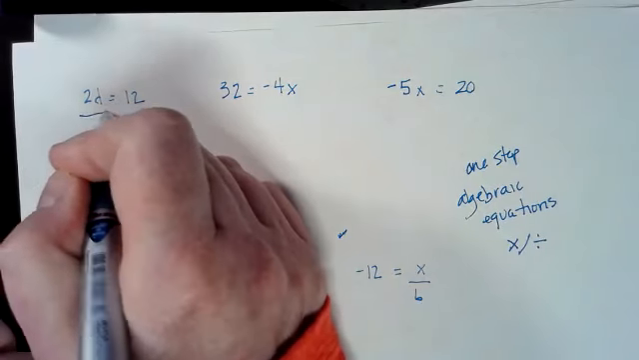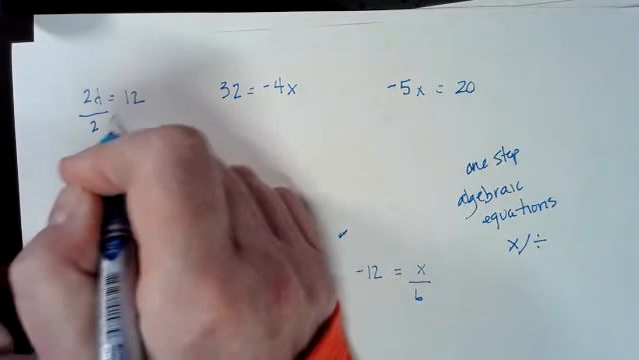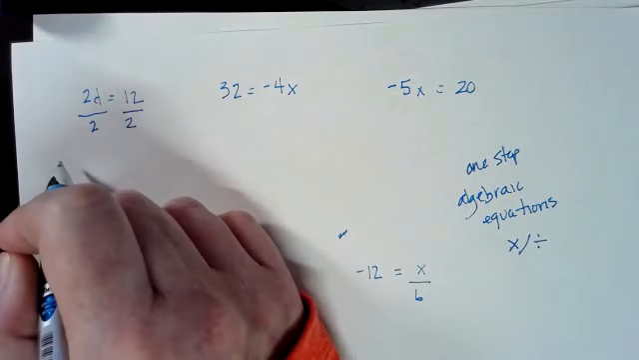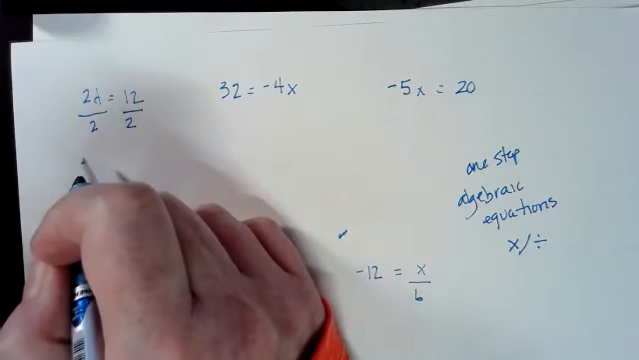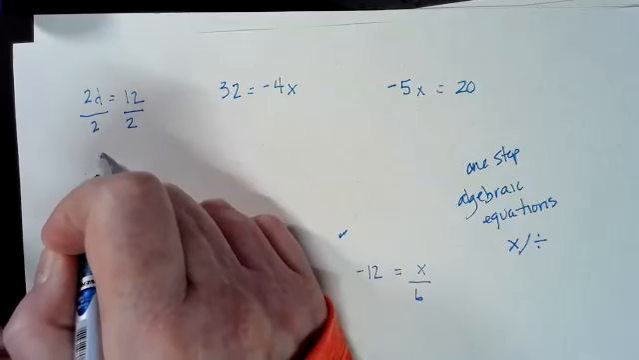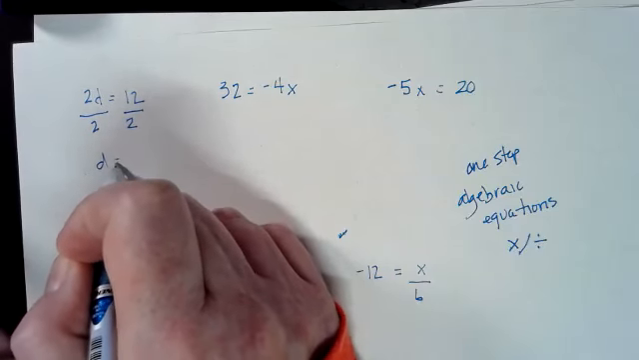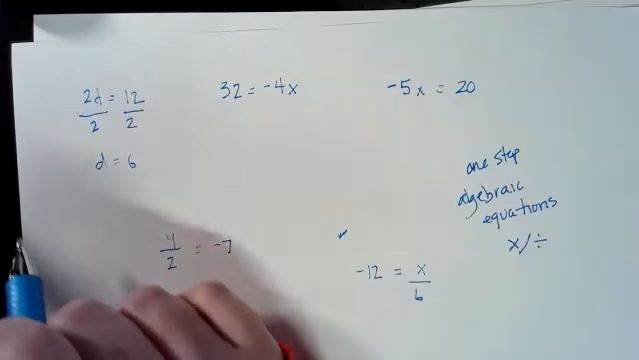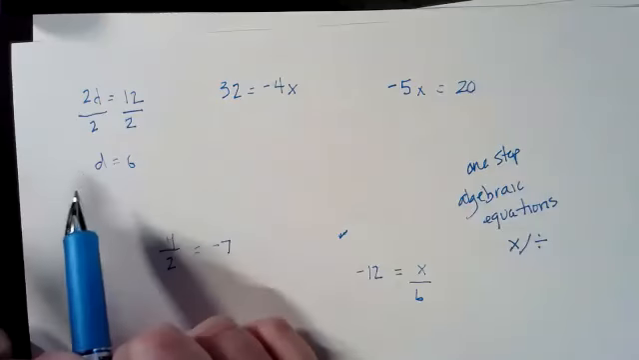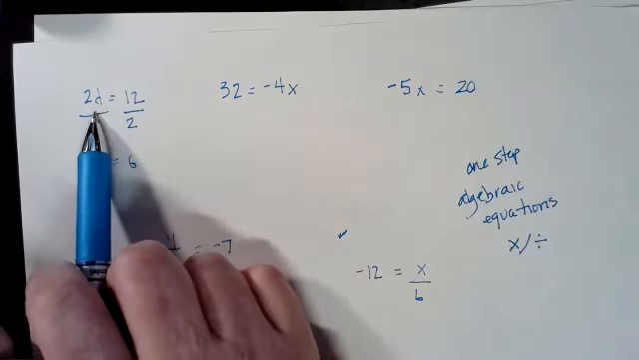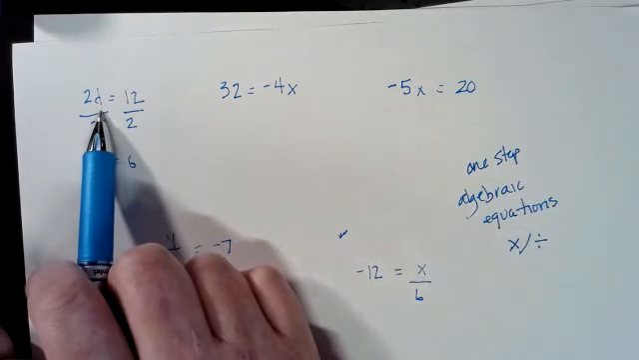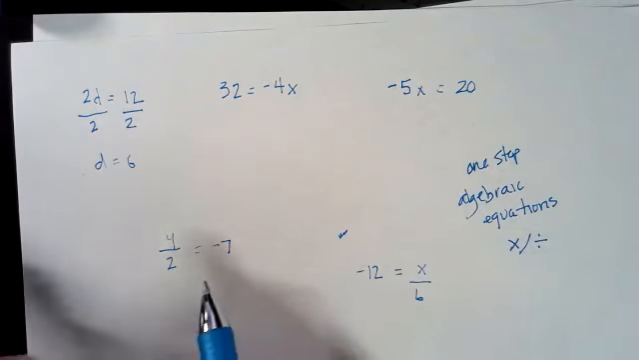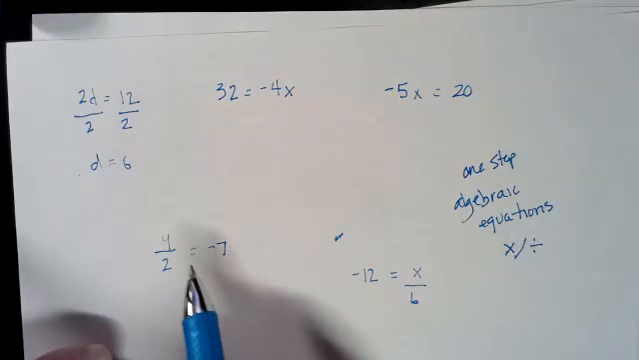We're going to do that by dividing out that 2. Do the exact same thing on the other side. 2d divided by 2 is d, equal sign. 12 divided by 2 is 6. Then you can go back and pop that 6 into where the d is. 2 times 6 is 12. You did it right. These are nice because you can always check your work.